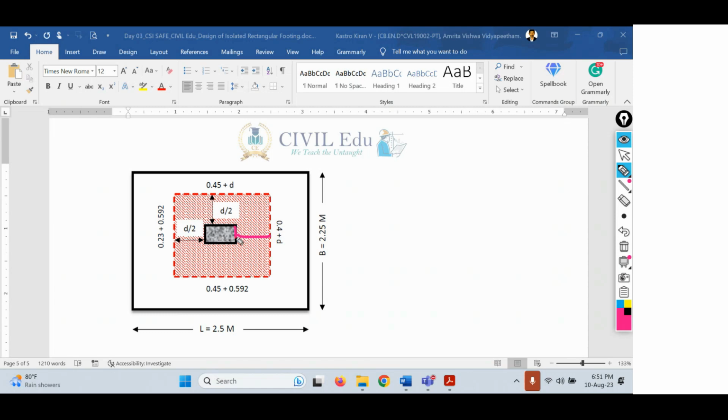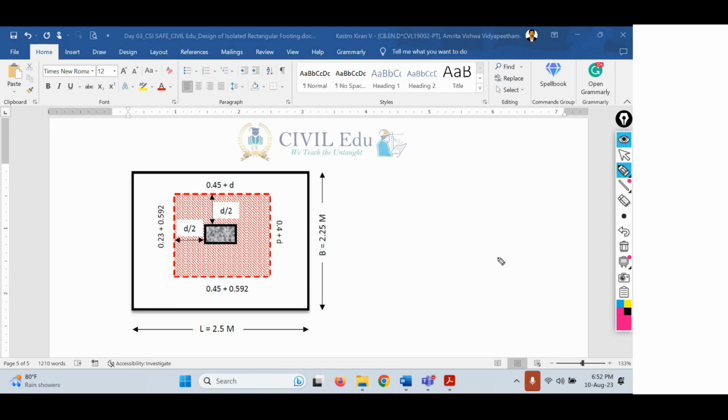Similarly, this side of the column, we know, is 0.23. That is the width of the column, 230 mm, plus d. Here it is not 0.4, it is 0.23, I have a correction here. So 0.23 plus d by 2 plus d by 2, that is along the width. d by 2 plus d by 2 is d, so 0.23 plus d. That's how these calculations have come: 0.45 plus d and 0.23 plus d.